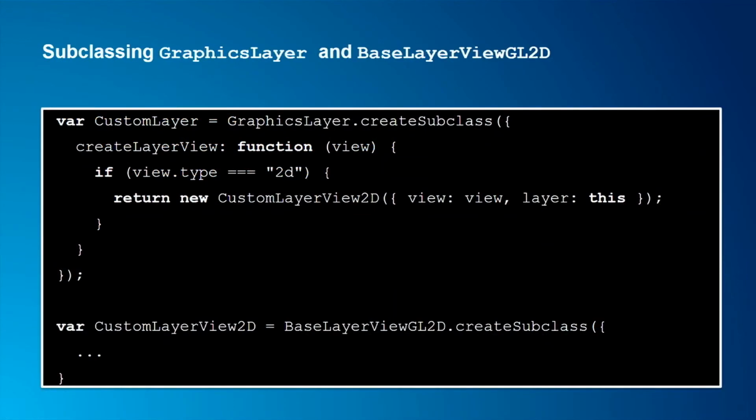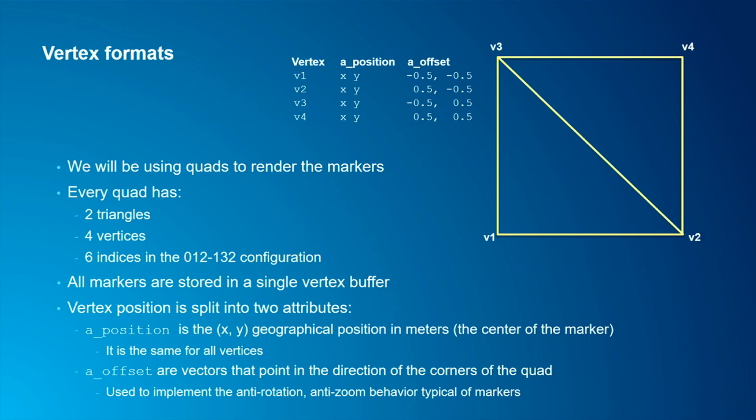So the first step is subclassing graphics layer. We decided to subclass a graphics layer instead of the more basic layer class because we want to take advantage of its graphics property, which is perfect for us to store our layer data in the form of point graphics. The only thing that our subclass needs to do is override create layer view to return an instance of the custom layer view. Then we have to create our custom layer view class by subclassing base layer view GL2D because we want to take advantage of WebGL. Before getting into the details of how to override attach, detach, and render, we will talk about the rendering techniques adopted in this sample.